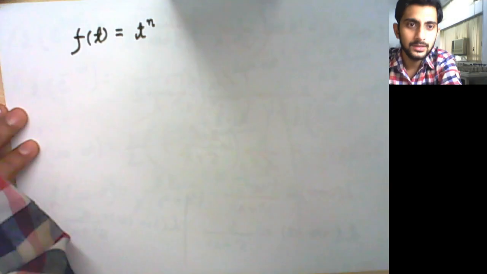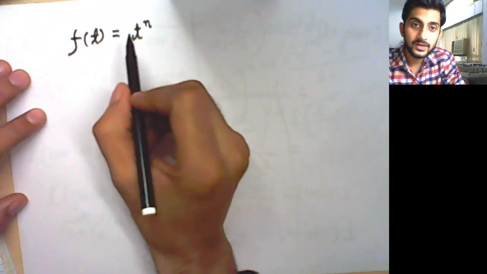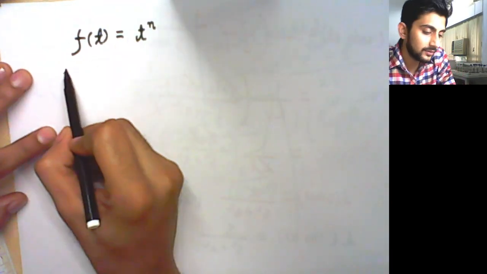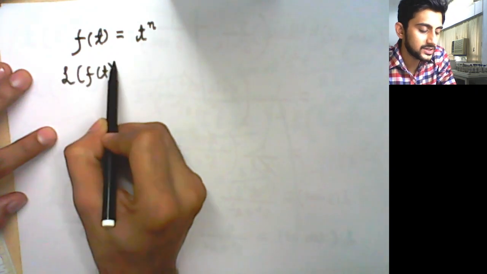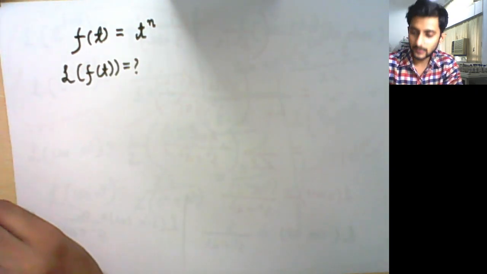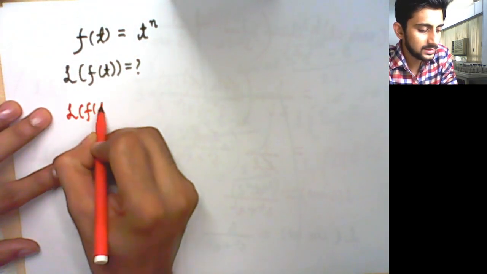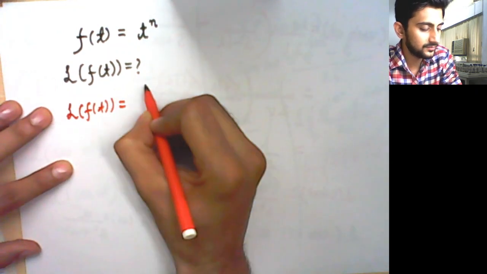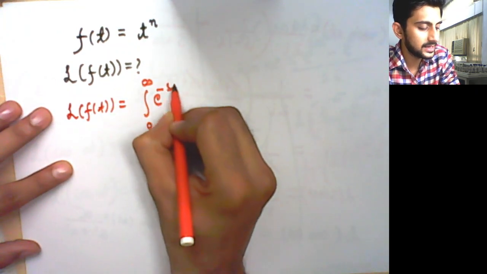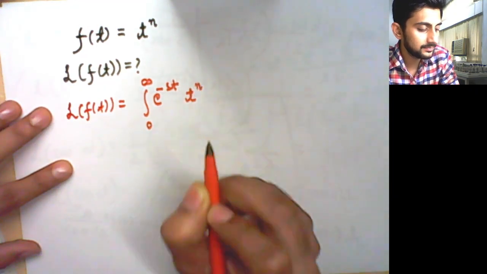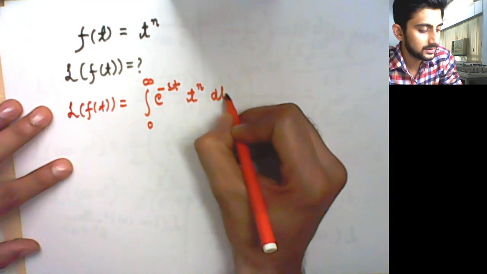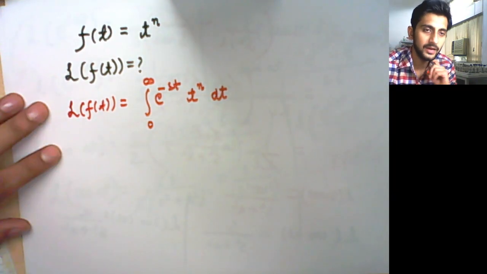Today is the turn of taking f(t) equals some t raised to the power n. Oh, it is not visible. Now it is. You have to take f(t) equals t raised to the power n, and you have to take L of f(t), the Laplace transform of f(t). Let us start just by definition. So L of f(t) has to be equal to the integral from 0 to infinity of e to the power minus st t raised to the power n dt. This is all what we have to calculate.